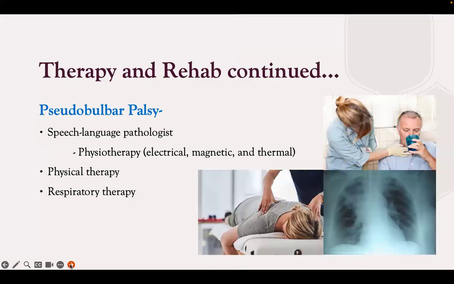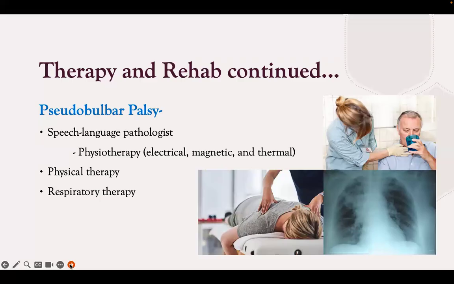As for pseudobulbar palsy, therapy and rehab, speech language pathologists are used to help with difficulty swallowing and speaking, adjusting eating posture, using eating tools, training the muscles that help you swallow, and physiotherapy such as electrical, magnetic, or thermal can also be used for this purpose. Physical therapy helps patients to strengthen their tongue, lips, jaw muscles, and facial expressions. Whereas respiratory therapy can help patients to maintain and improve lung functions.